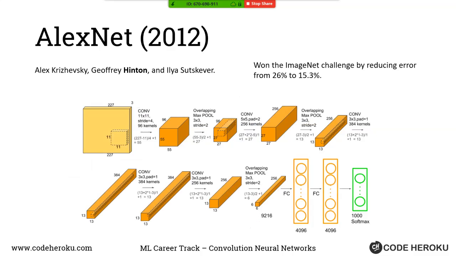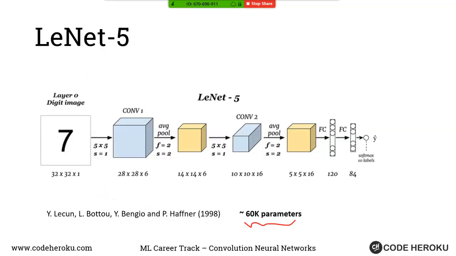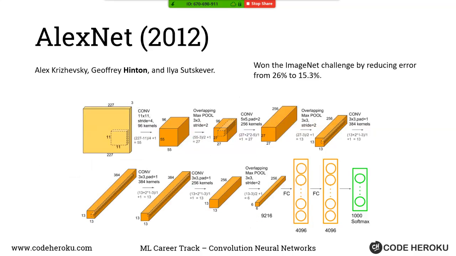For about 10 to 12 years, there wasn't any significant improvement in neural networks. The thing that got the attention of most people is this network from 2012, called AlexNet. They won the ImageNet challenge by reducing the error from 26% to 15.3%.